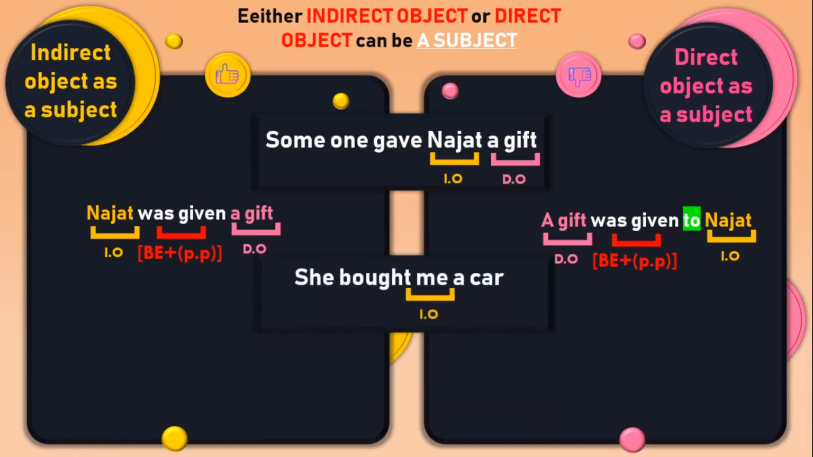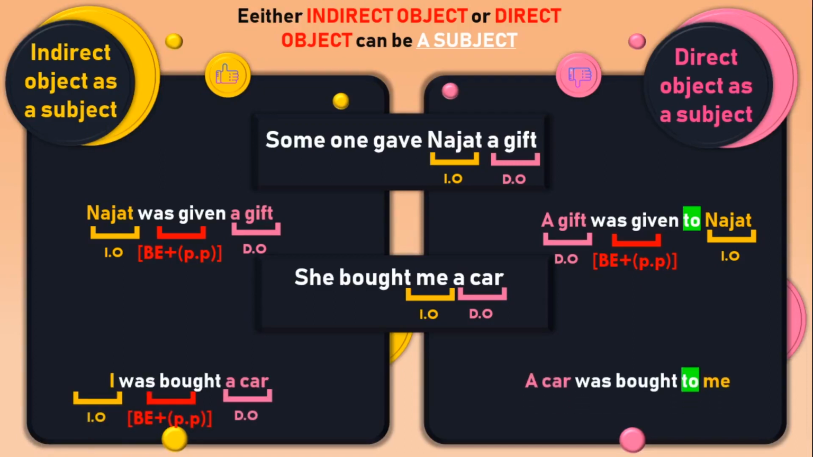Another example here: she bought me a car. Of course, the indirect object is me and the direct object is a car. If I want to make the indirect object a subject, what I have to do is put the indirect object in the beginning, then the rule of the passive voice, be plus past participle, then the direct object. Here we have the same sentence with the direct object as a subject: a car was bought to me. Remember you have to put to when you use the direct object as a subject.